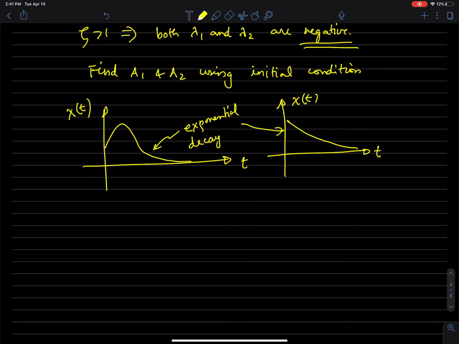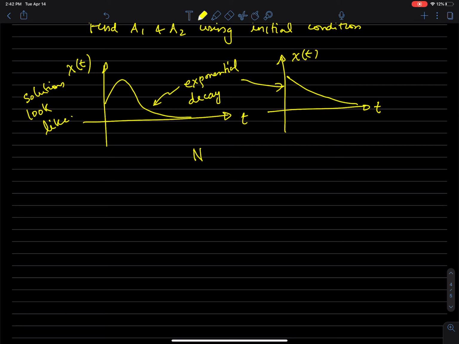Okay, solutions will look like this or that. There are no oscillations. Surprisingly enough, there are no oscillations. So this case corresponds to you pull it and let go, and the system just comes back to zero because the spring is pulling it back, but it comes back to zero in a manner that there is exponential decay. It slowly comes back to zero.